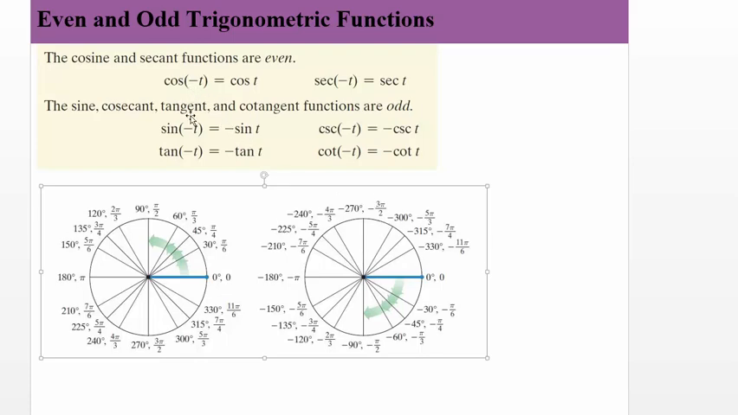So on the cosine here, I think I'm going to pick the pi over 4 angle. And remember, at pi over 4, our x and y values are going to be square root of 2 over 2, square root of 2 over 2. And at negative pi over 4, if we were to go this direction, what would change, ladies and gentlemen? The x or the y in the fourth quadrant? Right, the y.